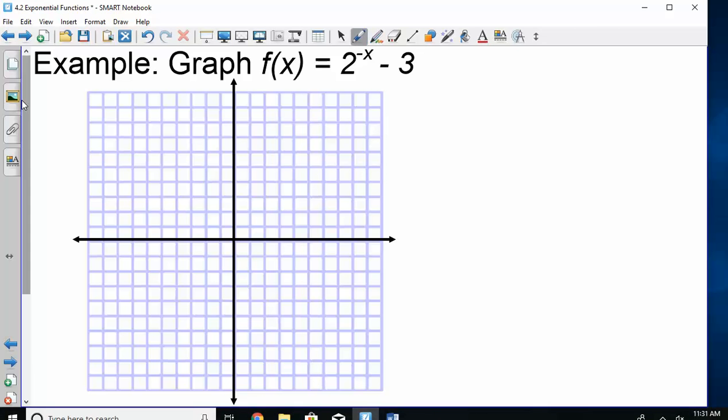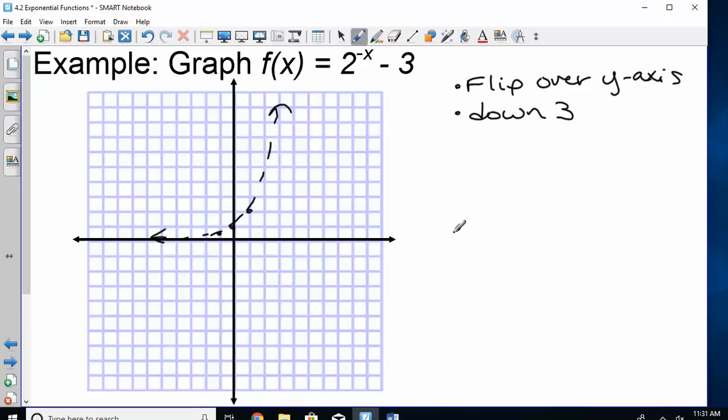So same parent function as the last one, -1, 1/2, 0, 1, 1, 2. What will the negative on the x do? Flip over. If x is negative, that flips over the y-axis. And the -3 will move the whole thing down 3. So 2 pieces we have to do here.